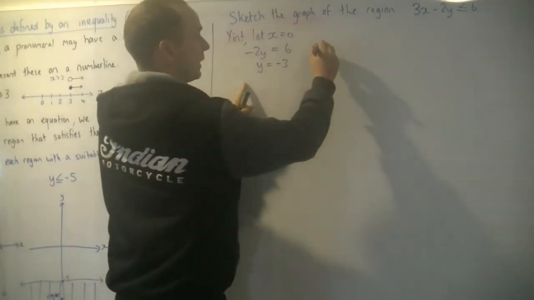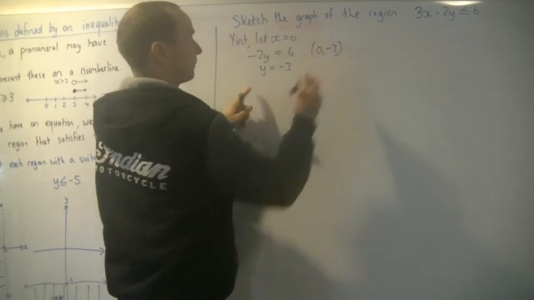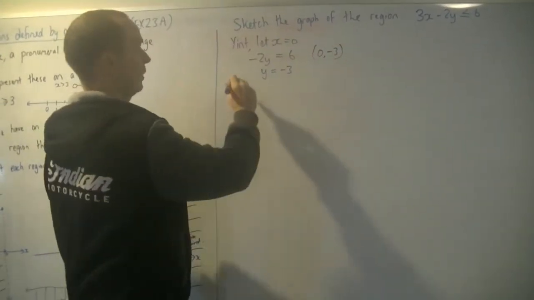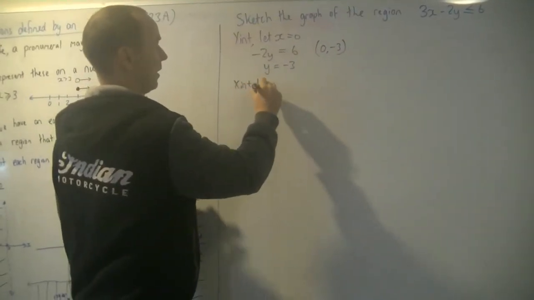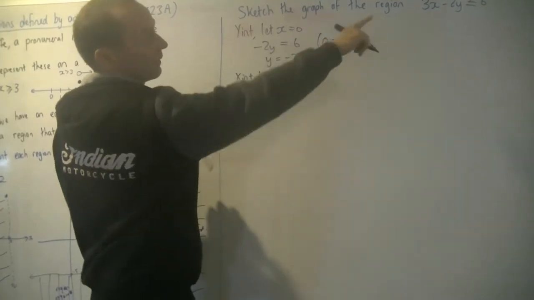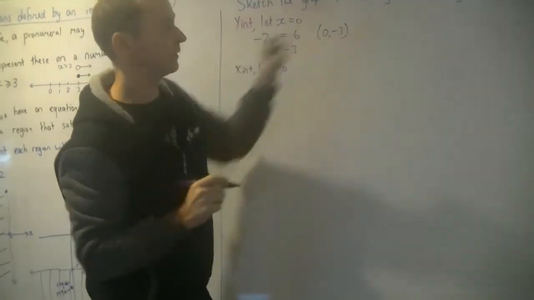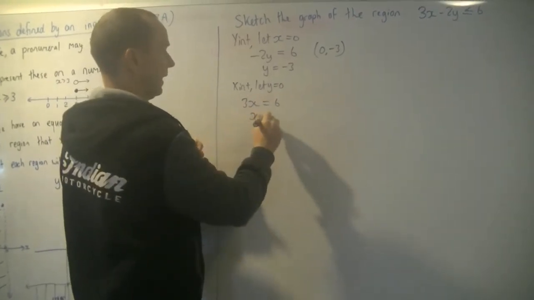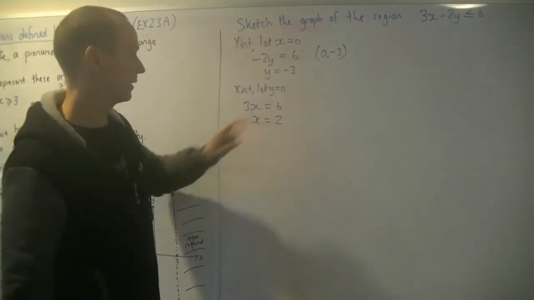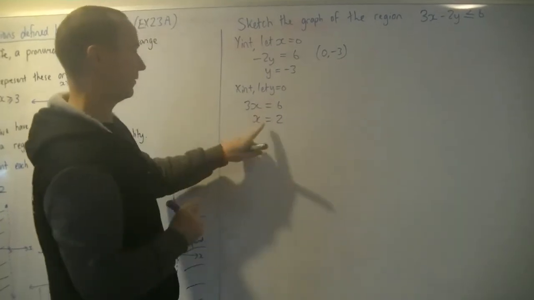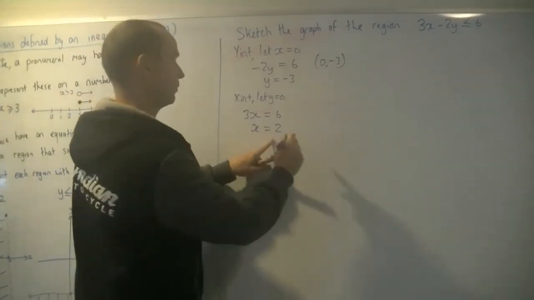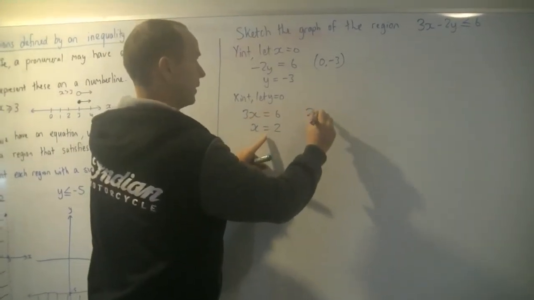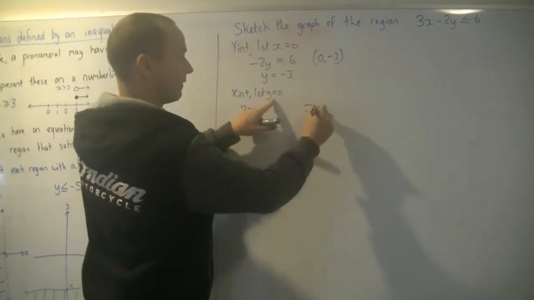So I'm going to write my point, 0, -3. What's the next thing we do? We go x-intercept, let y equal 0. So again, we substitute y equals 0 into that equation. We're left with 3x is equal to 6 and x is equal to 2. So they're nice integer numbers here, so they're not fractions or decimals, that's great. Okay, and that point there is the x value is 2 and the y value is 0.